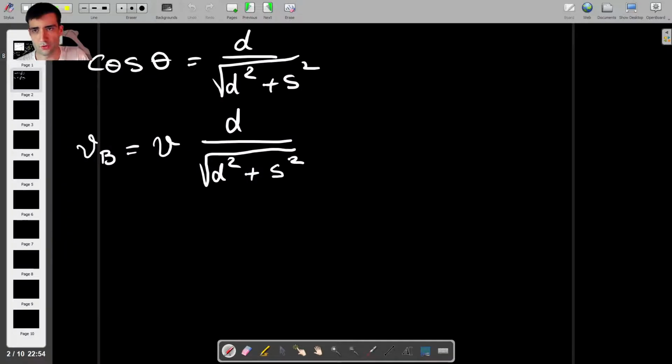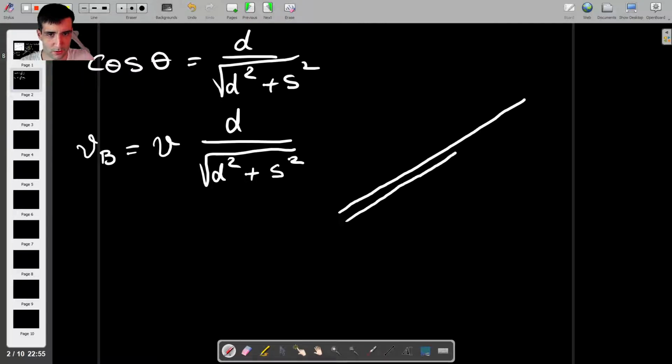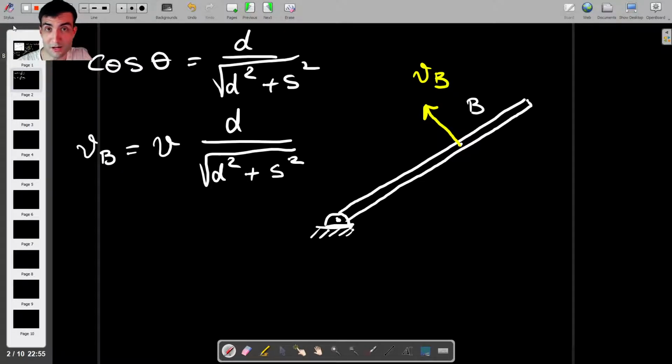And let me draw this bar here again, because it's going to be hopefully obvious that, so the bar is hinged here, point B somewhere here, and the velocity of point B, as we discussed earlier, is actually perpendicular to the bar. And it has to be perpendicular to the bar because the bar is fixed here at point O. If it wasn't the case, if VB was slightly tilted to either side, then the bar would fly off from the hinge, which is not the case.